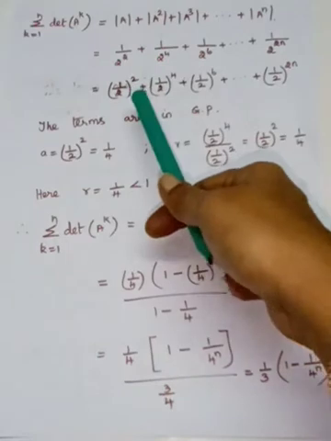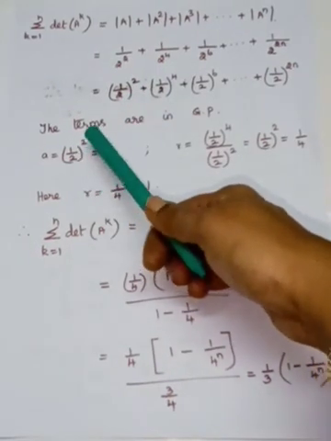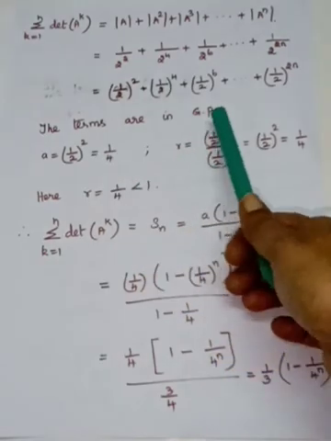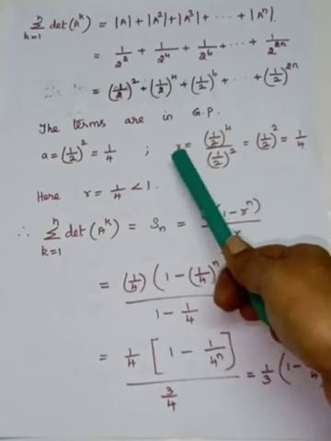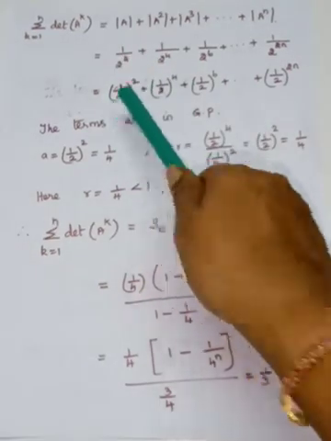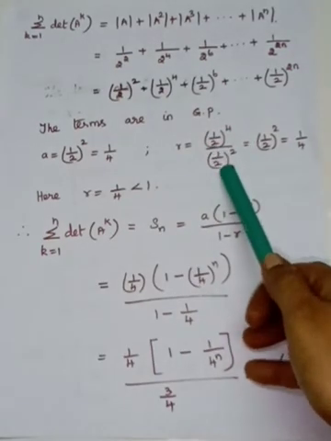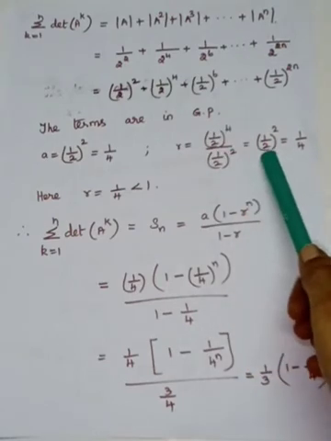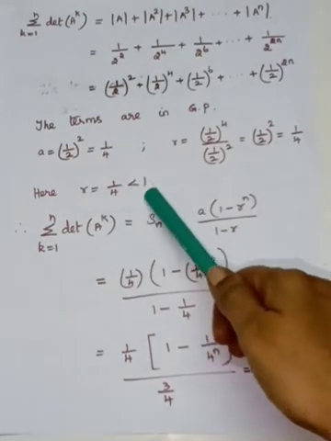Okay, so see now, first term you have to find out. What is the first term? 1 by 2 the whole squared, that is 1 by 4. And next, since they are in geometric progression, you have to find the common ratio. So common ratio, how to find? Second term divided by first term. So 1 by 2 the whole power 4 divided by 1 by 2 the whole square. If you cancel, your answer is 1 by 2 the whole square, that is equal to 1 by 4. Your 1 by 4 is less than 1.